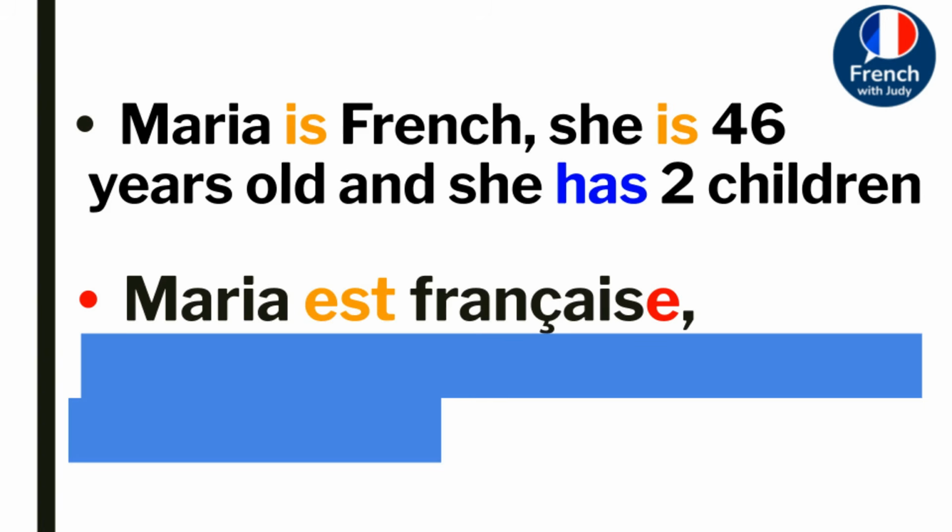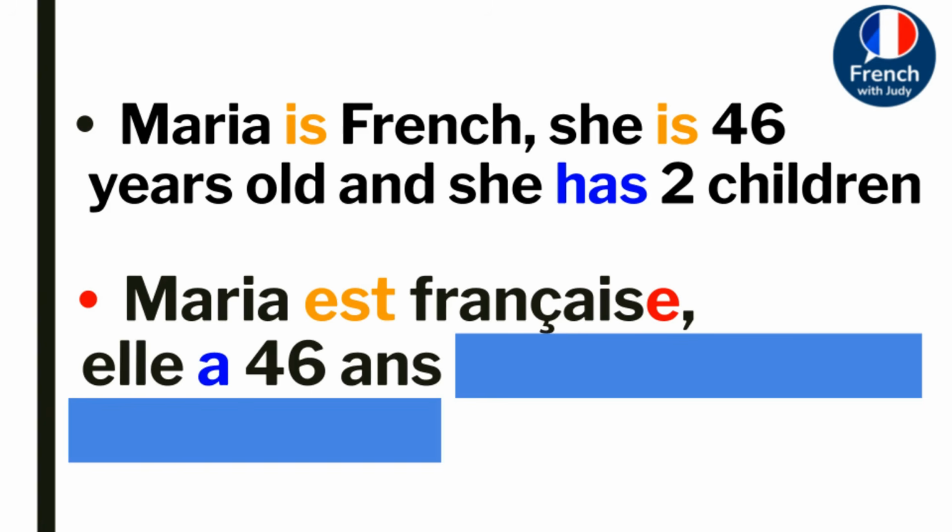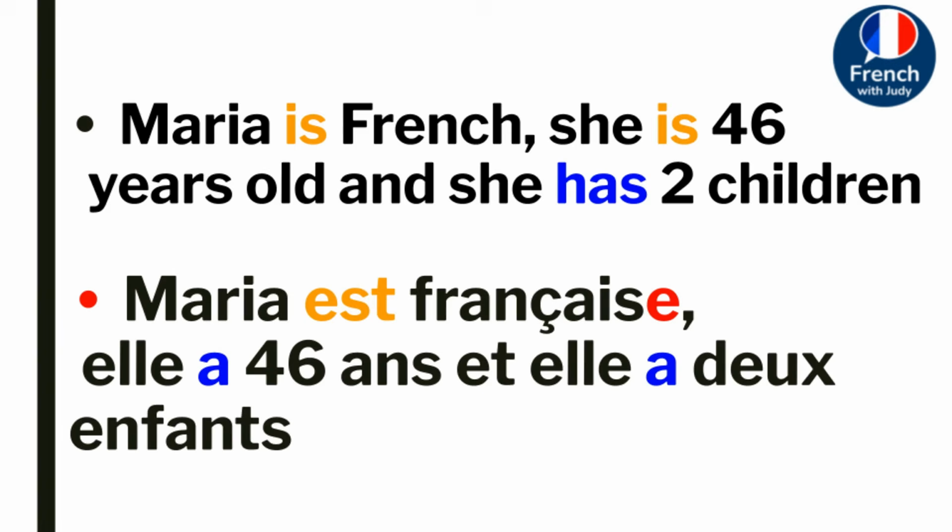Perfect. Maria is French. Maria est française. She is 46 years old. Elle a 46 ans. She has 2 children. Et elle a 2 enfants.